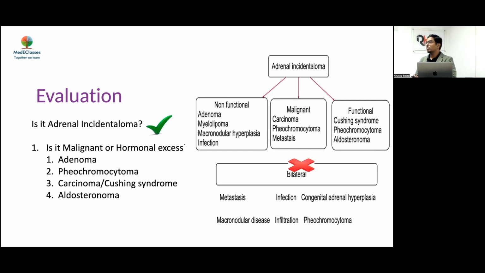So all the causes of bilateral incidentaloma were ruled out. Here, it was not suggestive of malignancy on the CT finding and the patient has no virilization. So malignant causes are also ruled out, and the CT was not suggestive of any myelolipoma or nodular tissue. So apparently we are left with the differential diagnosis: it could be a benign lesion, an adenoma, pheochromocytoma, carcinoma, query Cushing syndrome, or an aldosterone producing tumor.